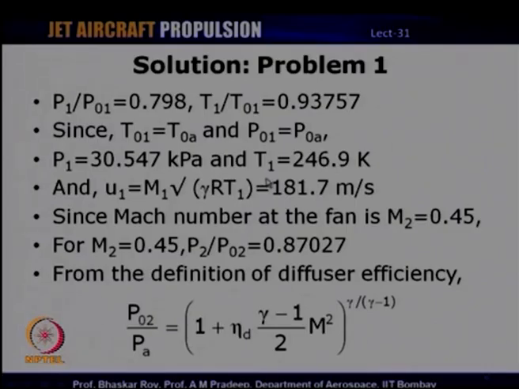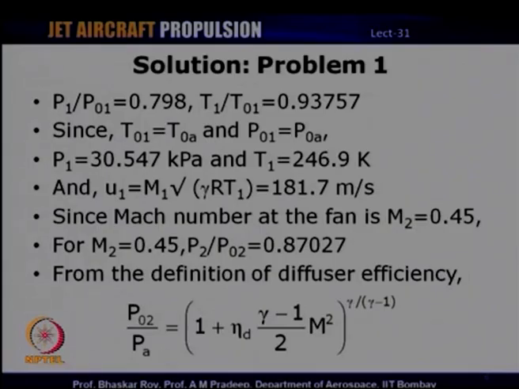Having calculated the static temperature, and since we also know the Mach number at station 1, we can now calculate the velocity, that is u1, at the intake entry. So, u1 would be M1 into square root of gamma R T1. M1 is known as 0.577, which we have calculated in the previous slide. That multiplied by the speed of sound at station 1, square root of gamma R T1, gives 181.7 meters per second.